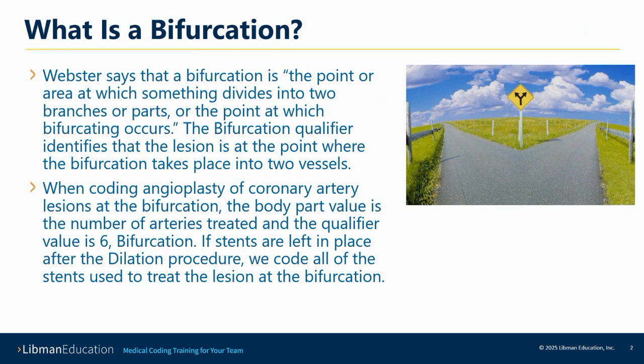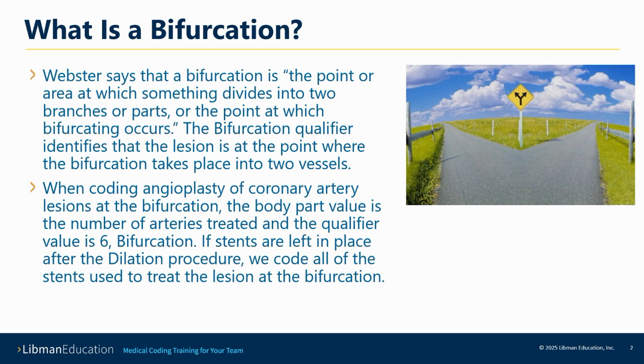Let's start with the question, what is a bifurcation? Webster says that a bifurcation is the point or area at which something divides into two branches or parts, or the point at which bifurcating occurs. Think of this as the fork in the road. The bifurcation qualifier indicates that the lesion is at the point where the bifurcation takes place into two vessels.